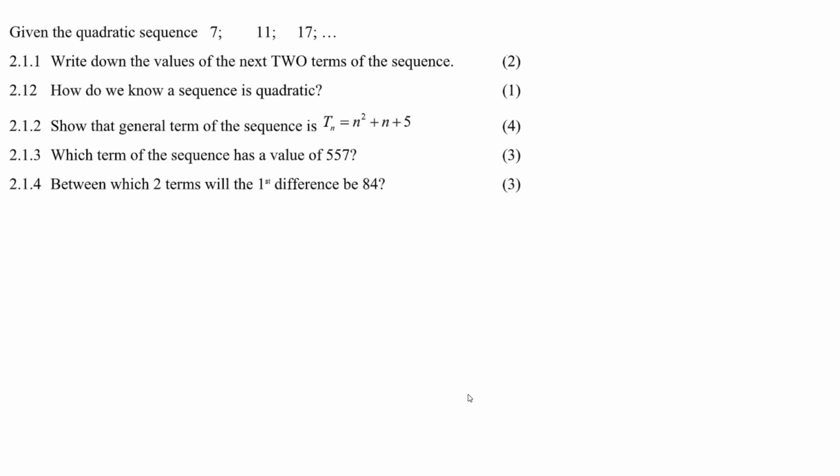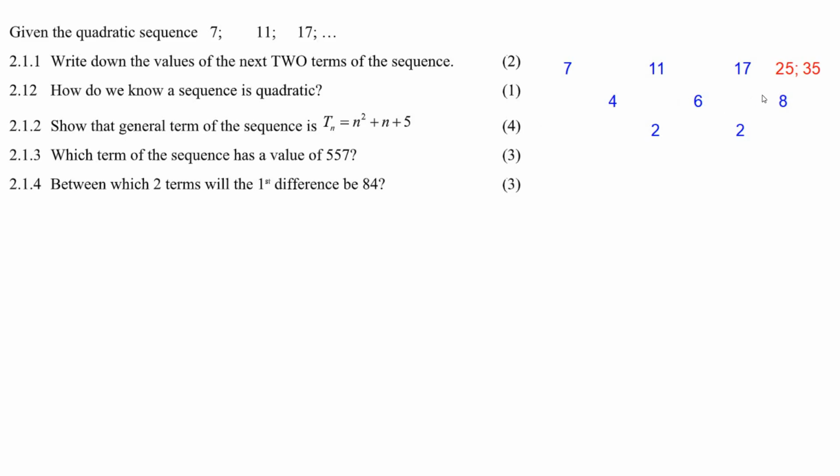Okay, let's try the quadratic sequence here. Look, it goes from 7 to 11 to 17. And if you know how to work these sequences, you know to make a triangle like this, and you just subtract. You go 11 minus 7 is 4, 17 minus 11 is 6. Those are called the first differences.